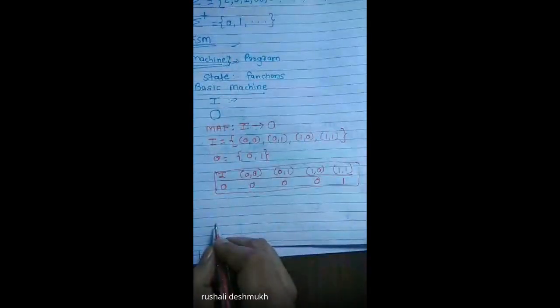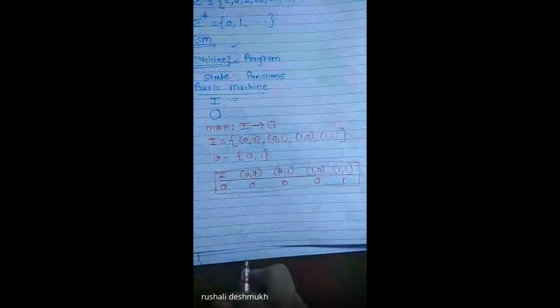Another example is a decimal to binary converter, where you give the input as a decimal number and get the output as a binary number. That is one example of a basic machine. Another example you can consider is a weighing machine, which we generally see at railway stations or bus stands. That is again a good example of a basic machine, where the input is a coin and the output is a printed weight ticket.